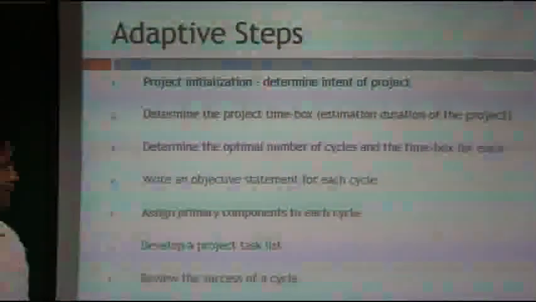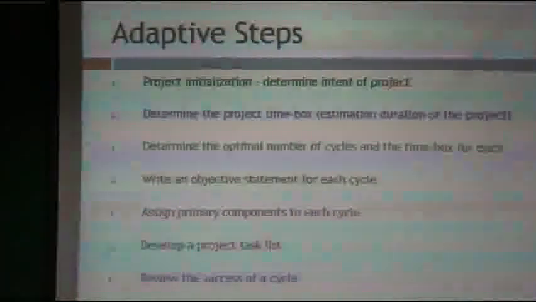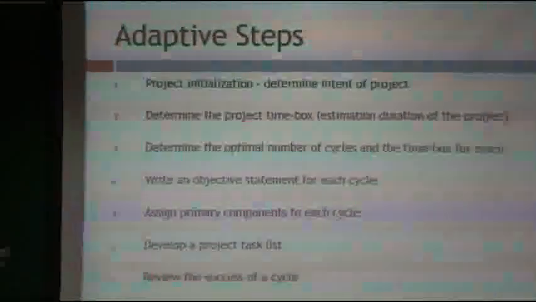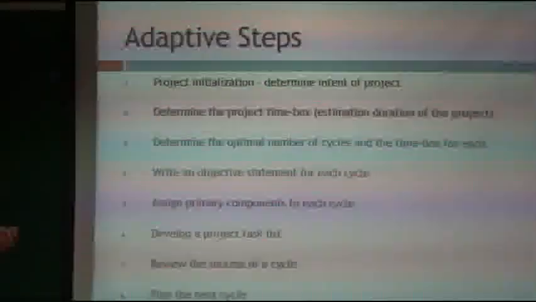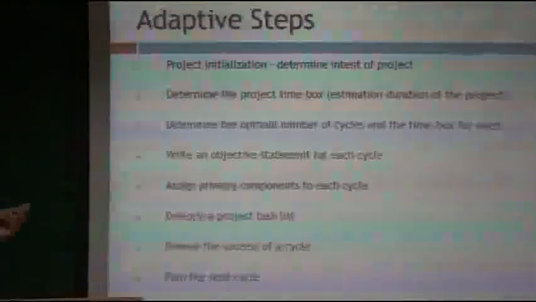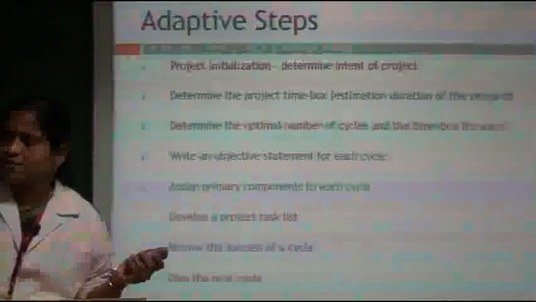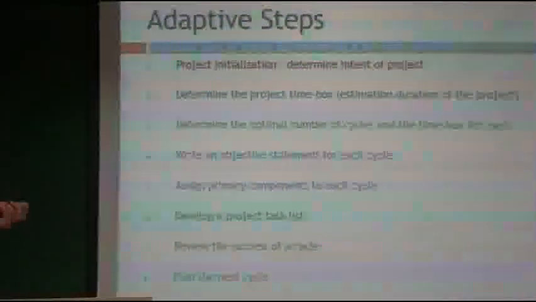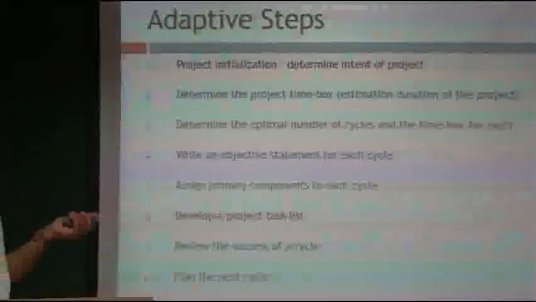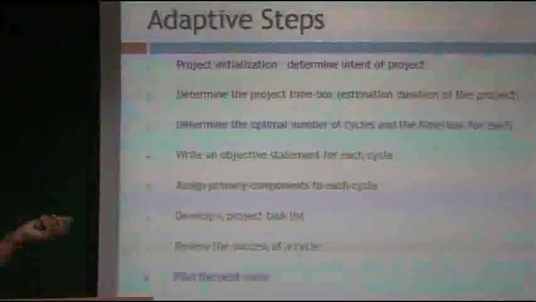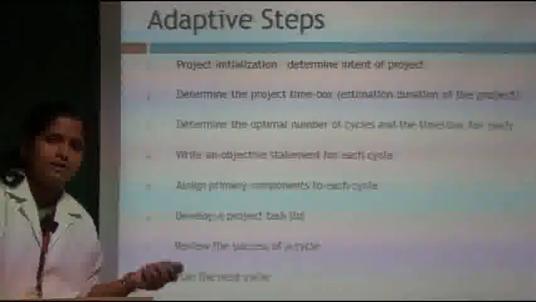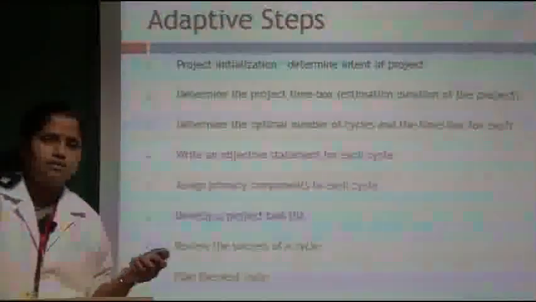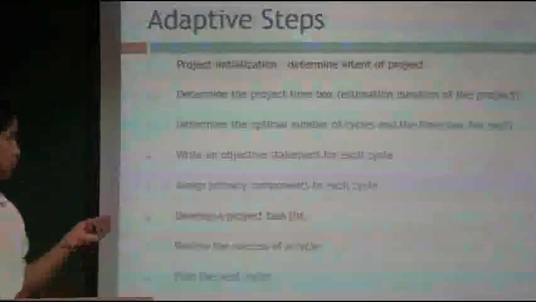So how can it be adapted here? First, project initialization: determine the intent of the project, why we have to do the project, what is necessary, and what the scope of the project is. All these things will be defined in the first phase. Second, determine the project time box: the entire time slot will be divided into time boxes, and we decide how many time boxes are required to complete the project. And third, determine the optimum number of cycles and time box for each. So for how many times the iteration should be done, the optimum number of cycles should also be defined.